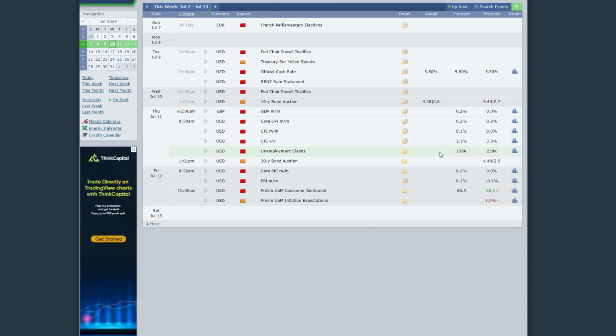So before we get into the charts, I do want to look at the US CPI and PPI events that I'm referring to. These are the two events here on Thursday at 8:30 a.m. Eastern. We do have US CPI right here. Okay, so these are the events right through here that I'm referring to. And then on Friday, we do have US PPI.